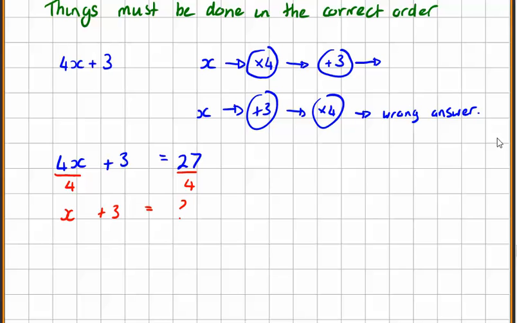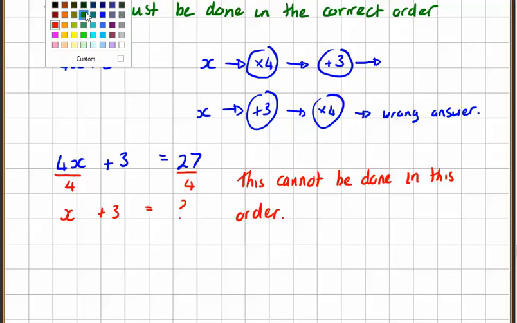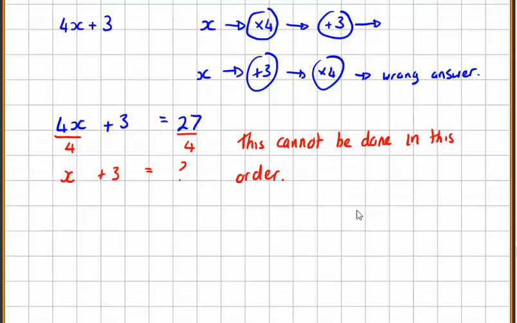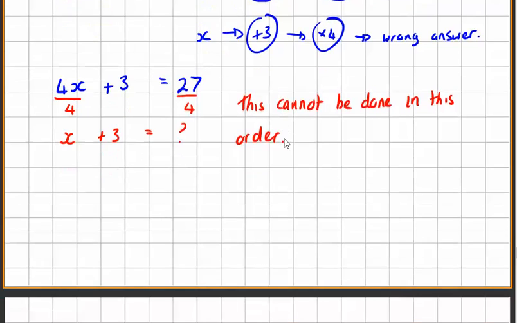Because the divide by 4 has to be done last, because when we put it in, it's the first thing that's done. Okay? So we'll write down this cannot be done in this order. Okay, so very important. This one's fine, this one's wrong for this particular expression.